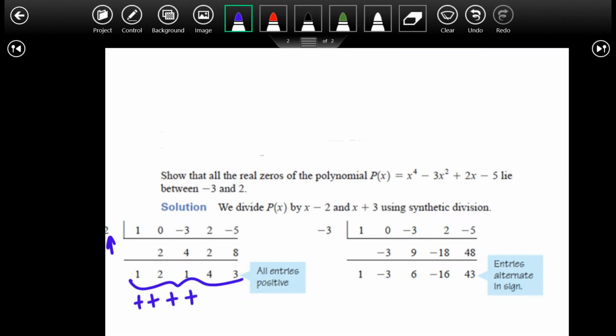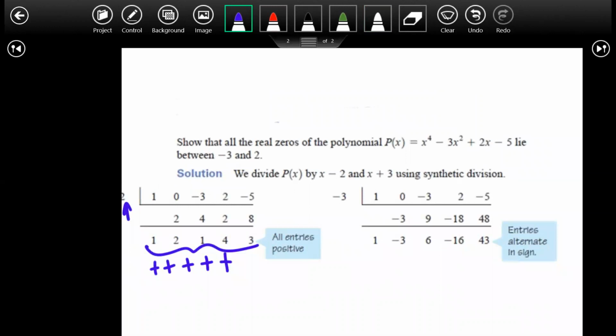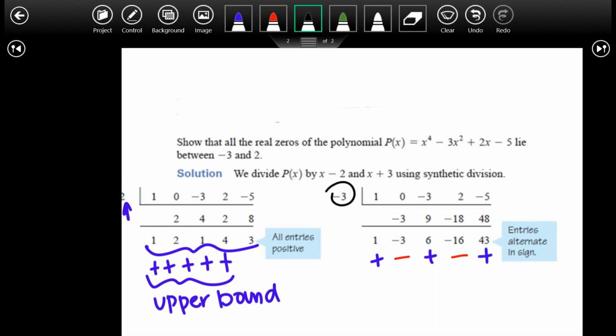And there's a better example that we're going to show here. If it's positive and all the entries are positive, that means we have an upper bound. If they alternate, plus to minus, plus to minus to plus, and our entry is negative, that means it's going to be a lower bound.